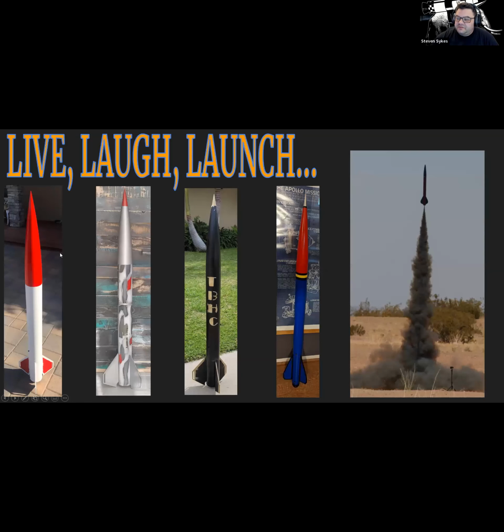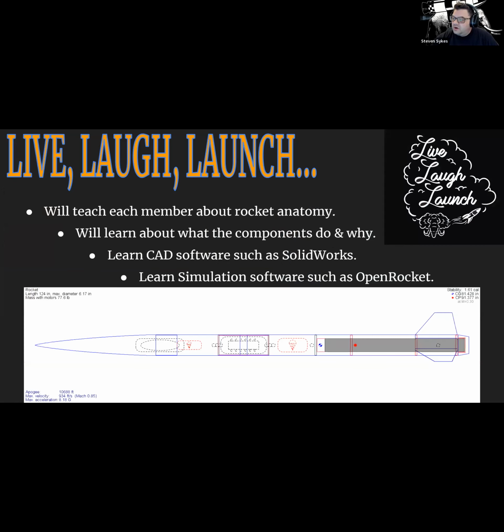So here's a few examples of a few of the rockets that we've personally built, with one of our team members last year launching for level 2 certification. We will help you order kits, put things together, understand how that works. Each member will learn more about the rocketry and what goes into that. It's not just a tube, fins, and something that goes high. There's a lot of science that goes into it. You'll learn about what the components do, why they actually do what they do.